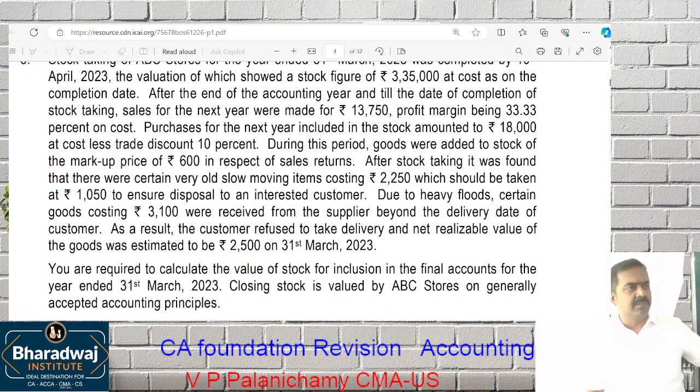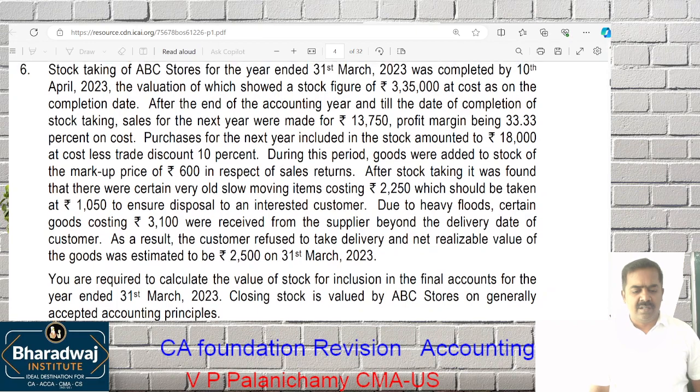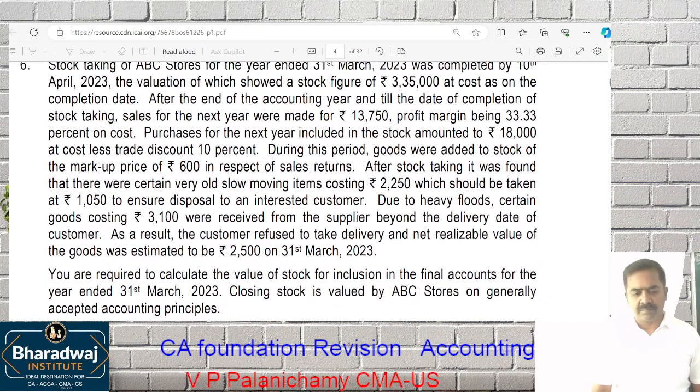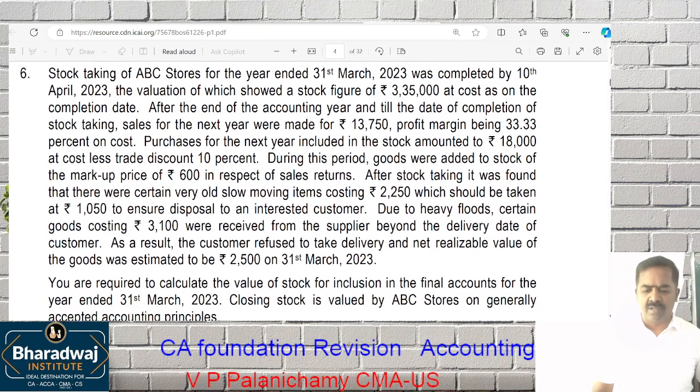This I have taken from the December 2023 model test paper. Read the question. If this is asked, it will be for about 5 to 6 marks. The question will be big, but the answer is only 4 lines. Go through that. Please read.